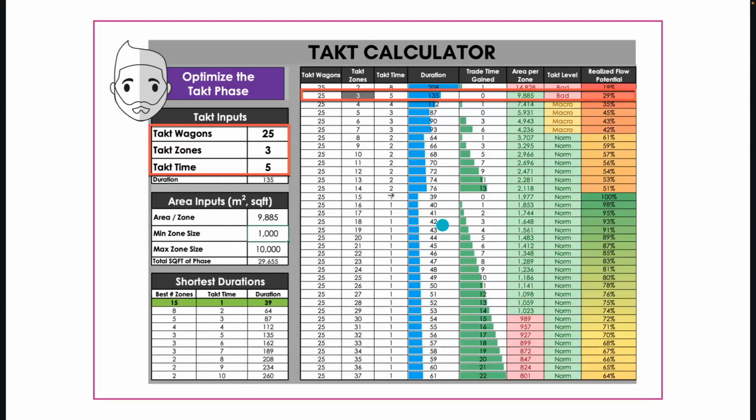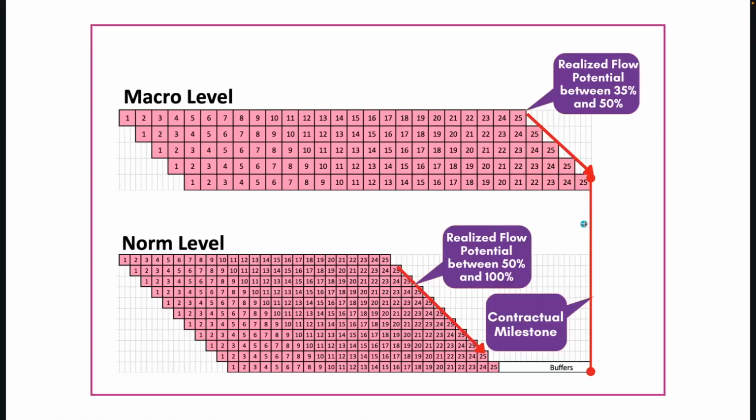So if we look at this takt calculator, again, invented by Kevin Rice, with an initial guess of 25 wagons, 3 zones, and a 5-day takt time, we're in a bad range. And so the team is likely going to, and they did in this example, choose 5 because that's in the macro range. What we've learned with this calculator is you want to be in the middle or anywhere above 45% realized flow potential and down. And so 5 and even 6 would be really, really nice strategies for this.